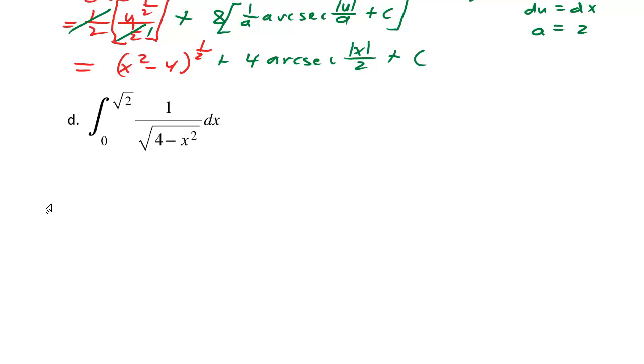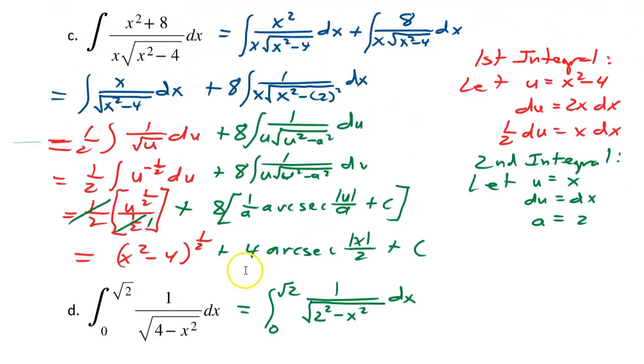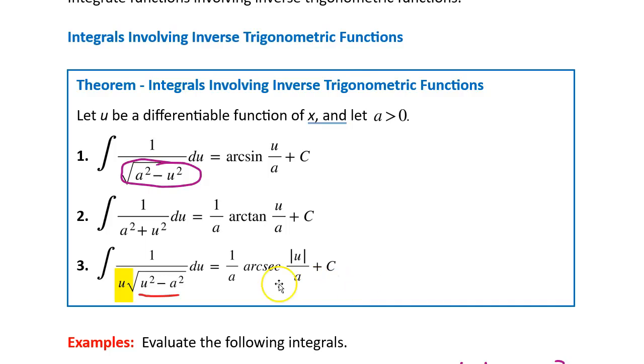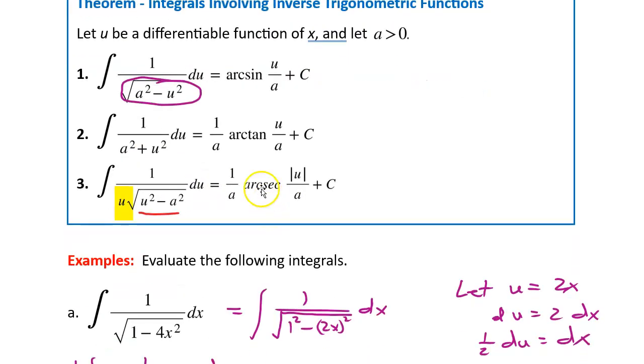All right, take a look at this next one. This one's pretty straightforward. If you want, you can rewrite it. I always like to write it so I see the pattern, right? So I got 2 squared minus x squared. And if you look up here, look at the formulas. Root 2 squared minus x squared, that's the first one, right? That's the arcsine one.